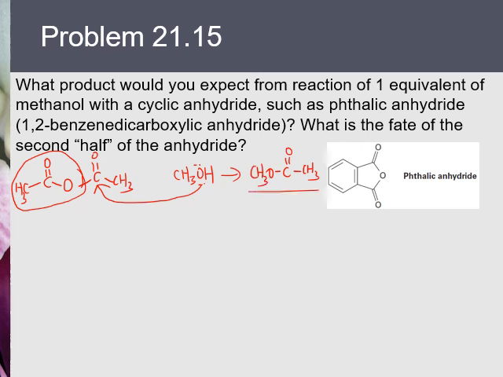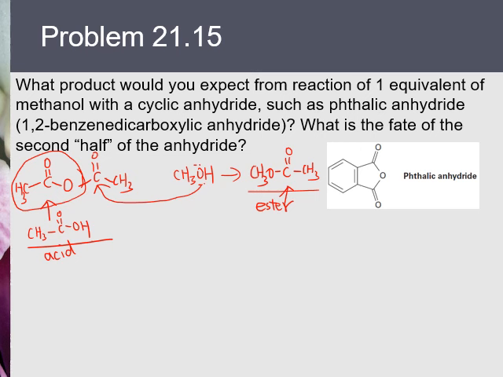Right, so this is the ester. Now what happens to this part, the leaving group? The leaving group is acetate, which will be protonated and give you acetic acid. Okay, so you end up with an acid and an ester. If an alcohol reacts with an anhydride, one part becomes an ester, and this part becomes an acid. The leaving group becomes a carboxylic acid. Okay, so that happens in a regular anhydride.